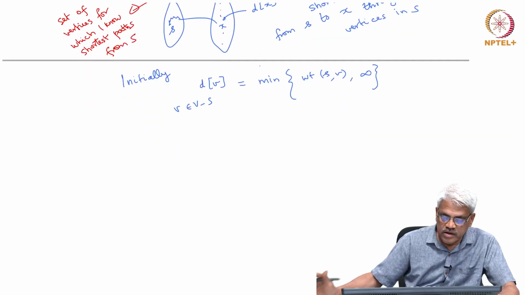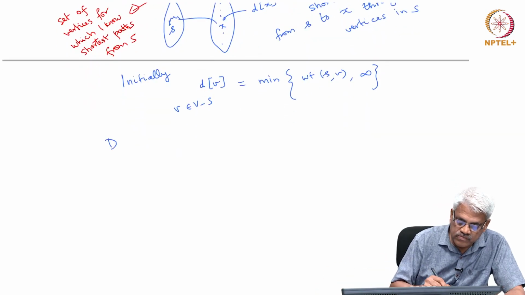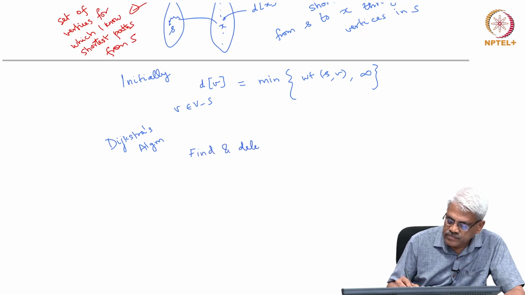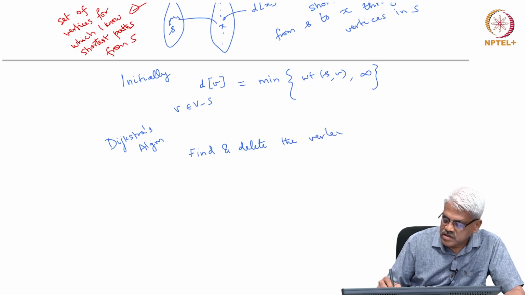Now the algorithm, Dijkstra's algorithm: find and delete the vertex in V minus S with the smallest d value.